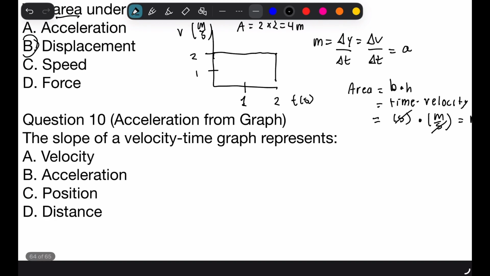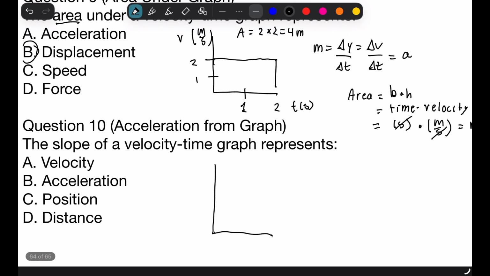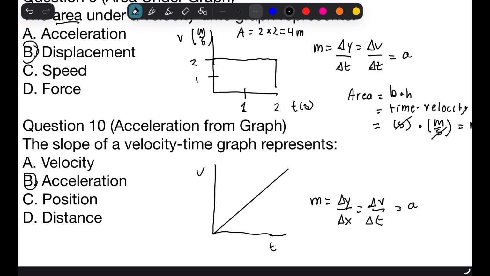So the slope of a velocity time graph is going to represent what? Well, we just found the slope of a velocity time graph, m is equal to delta y over delta x, and we have v and t here, so that's our delta v over t, and that is going to be our acceleration, which is option B.